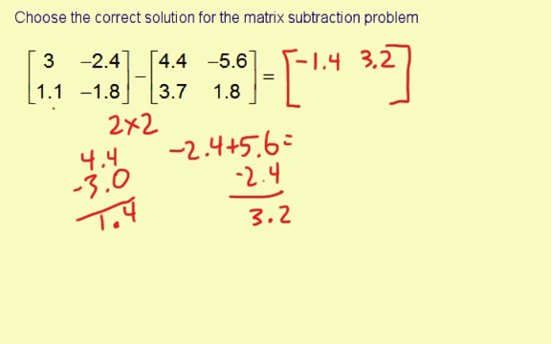Next entry, 1.1 minus 3.7. Well, I'm going to do 3.7 minus 1.1. 7 minus 1 is 6. 3 minus 1 is 2, so it's 2.6. But looking at the numbers, you can see the 3.7 is negative, the 1.1 is positive. Since the 3.7 is a larger number, then this 2.6 is going to be negative also.